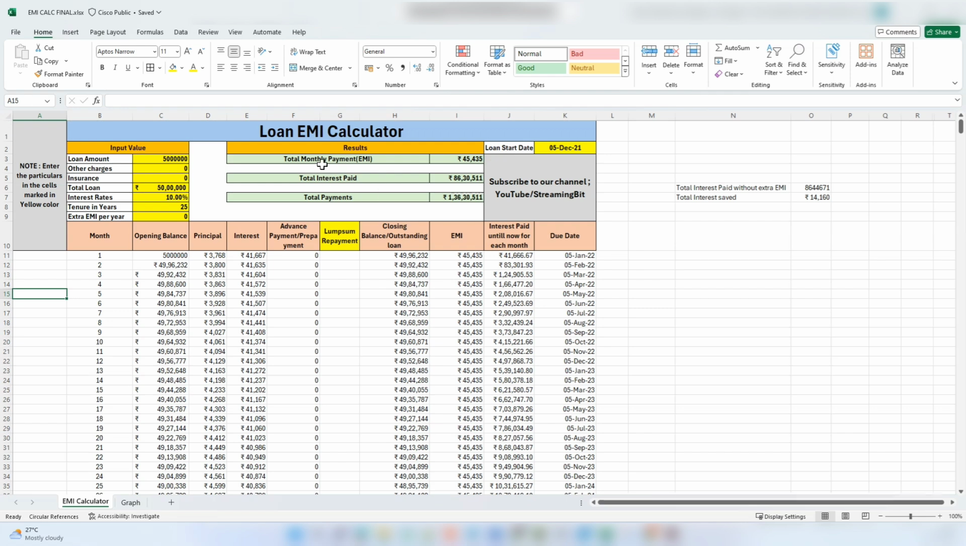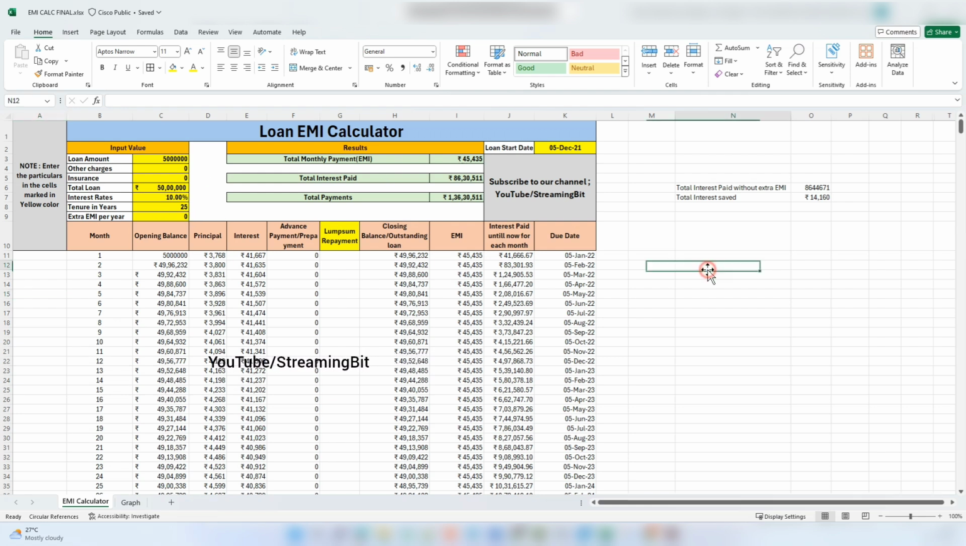So you can see the results like the total monthly payment or EMI would be 45,435 rupees and the total interest paid would be 86 lakhs 30,511 rupees, and the total payments would be 1 crore 36 lakhs 30,511 rupees. That would be your total payments made at the end of 25 years.